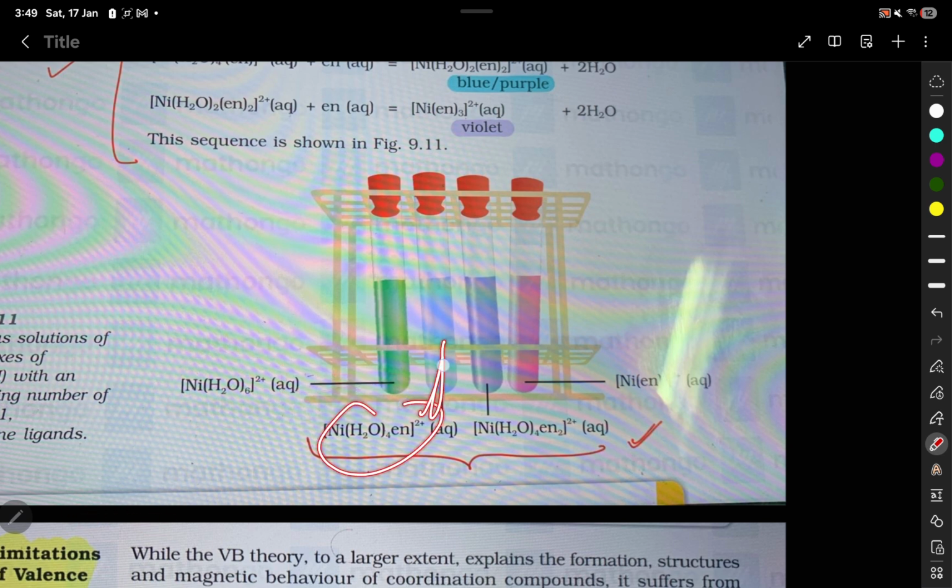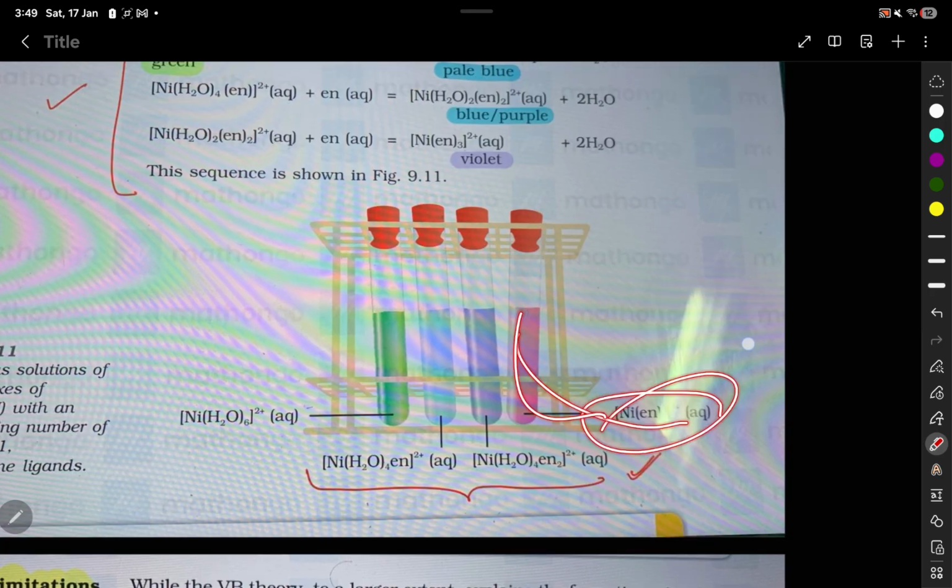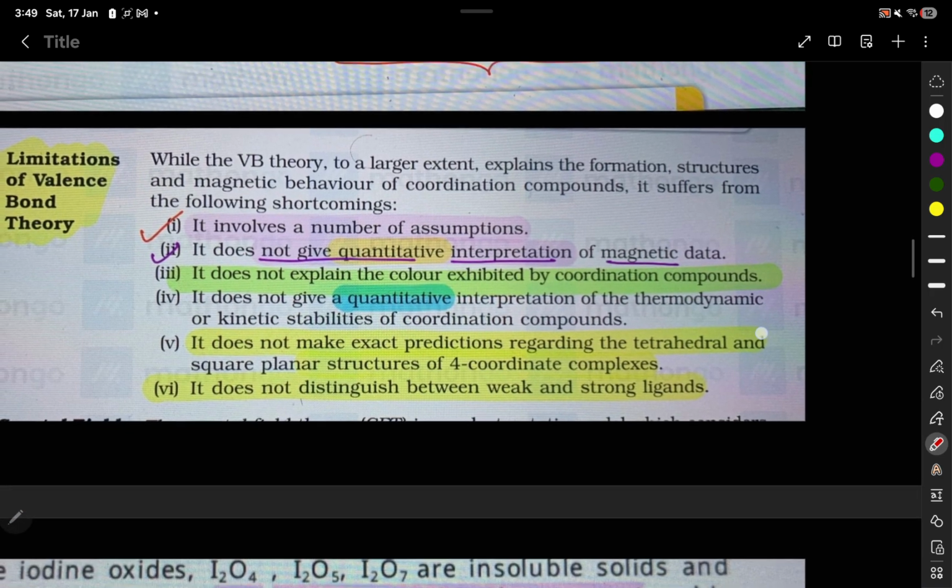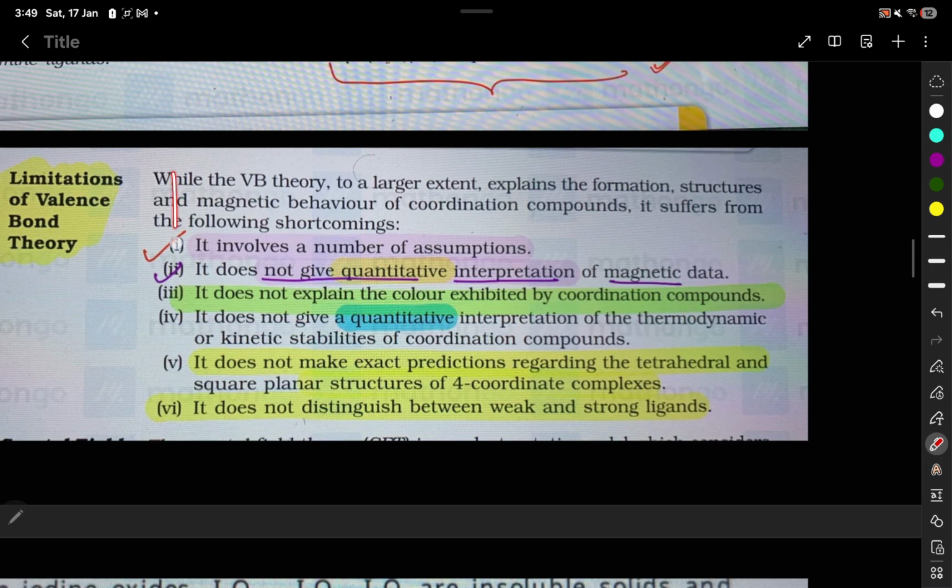If you add one EN, it becomes light blue. If you add one more EN, it becomes dark blue. And if you add all three ENs, it will become a pink, purple type or violet, you could say, color. And valence bond theory, we can read through.